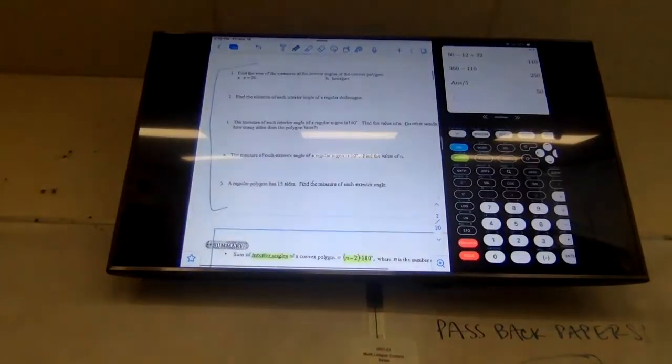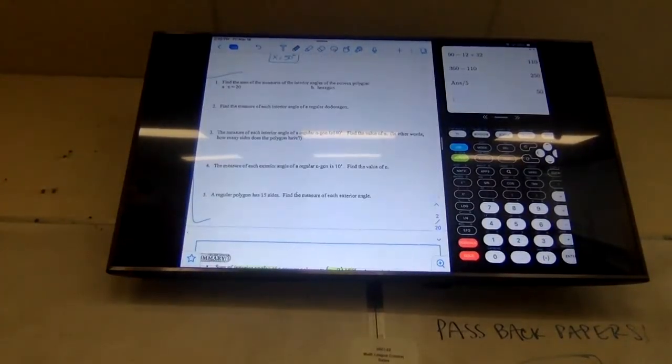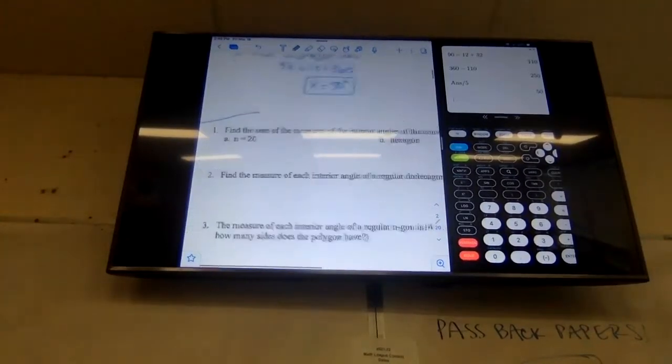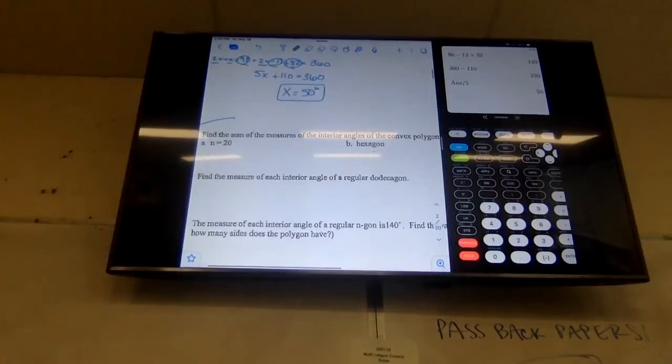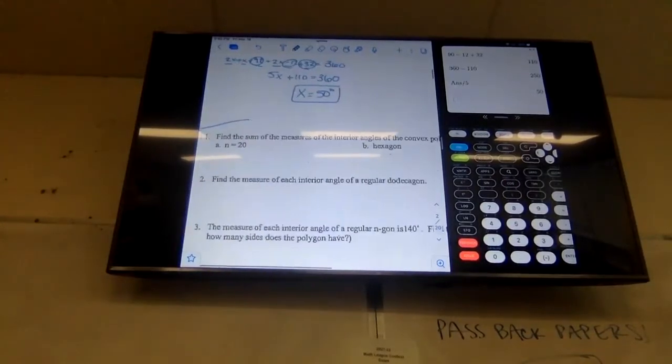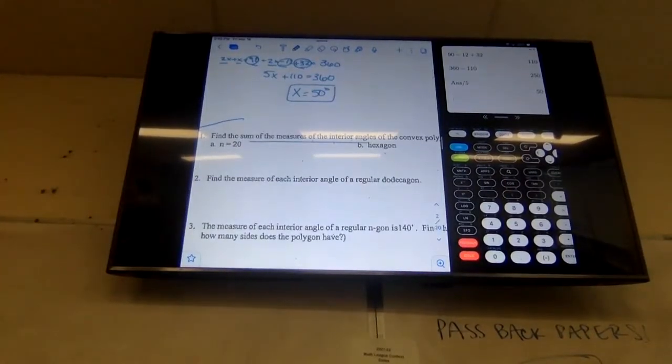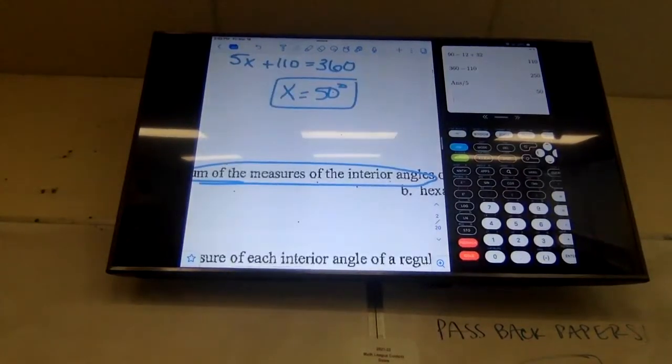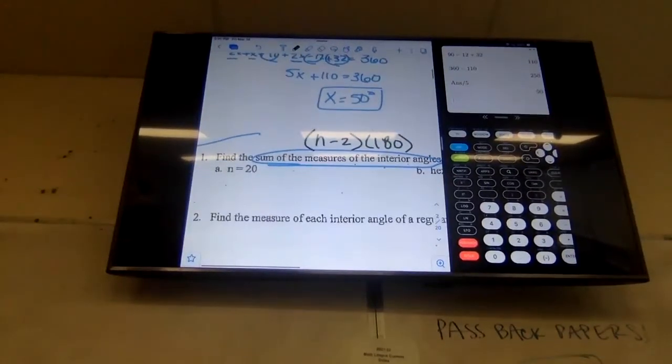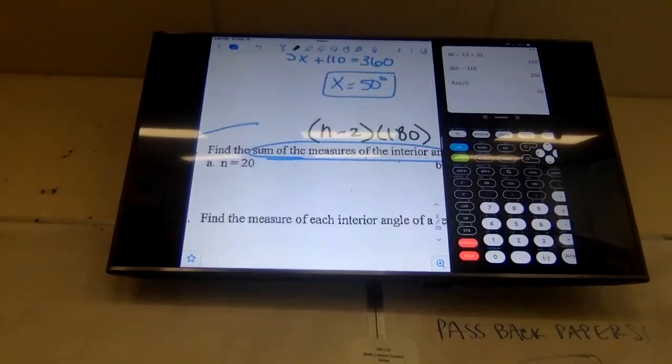All right, so we're gonna do these 5 examples. Do you want me to walk with you through them or do you want to try them on your own? Walk, okay. The first one says, find the sum of the measure of the interior angles of the convex polygon. Okay, so we want to find the sum of the interior angles. What formula is that? N minus 2 times 180. Very good. N minus 2 times 180. What's my N in letter A? 20. So I'm going to do 20 minus 2 times 180.